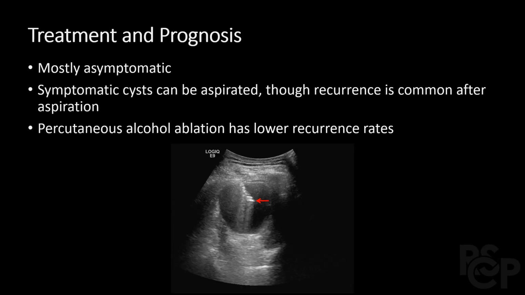Finally, I'm going to discuss the treatment and prognosis of renal cysts. Renal cysts are mostly asymptomatic. Symptomatic cysts, however, can be aspirated, though recurrence is common after aspiration. Here we have an intraprocedural ultrasound image from a renal cyst aspiration. The red arrow indicates the tip of the needle. Percutaneous alcohol ablation also has lower recurrence rates.